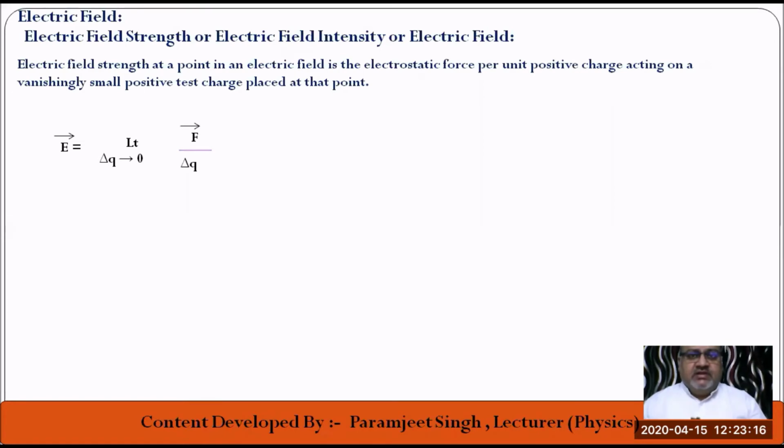So here, the meaning of this limit is this: delta Q tends to 0 means the charge is very, very small. Test charge. The source charge may be of any magnitude, but the test charge should be vanishingly small, infinitely small, approaching 0. In that condition, the force experienced by the test charge is due to the electric field, and force per unit charge is called the electric field intensity at that point.